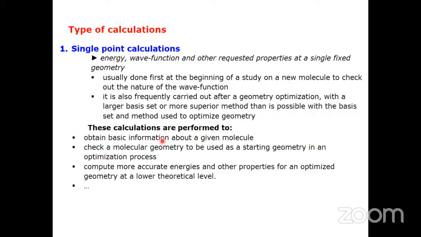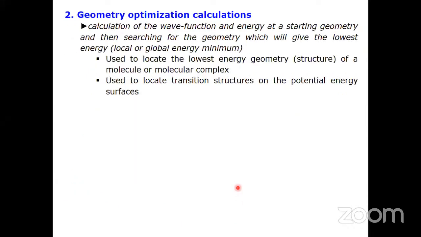So these calculations are performed to obtain basic information about a given molecule, check a molecular geometry to be used as a starting geometry in an optimization process, and compute more accurate energies and other properties for an optimized geometry at a lower theoretical level. Its one cycle could be represented as Fφ = εφ, in matrix form written as FC = CE, which produces a first self-consistent field cycle.